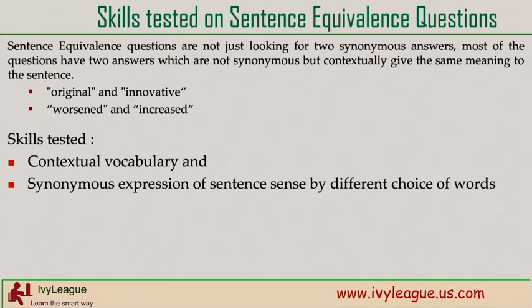Sentence equivalence questions are not just looking for 2 synonymous answers. Most of the questions have 2 answers which are not synonymous but contextually give the same meaning to the overall sentence. For example, original and innovative may be the correct synonymous answers to a question, but worsened and increased don't look synonymous. Sentence equivalence questions neither test synonyms nor contextual meaning of sentences, but do test a hybrid of the 2, making the question more difficult.